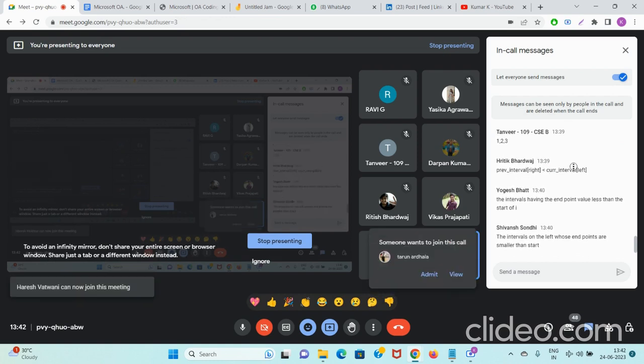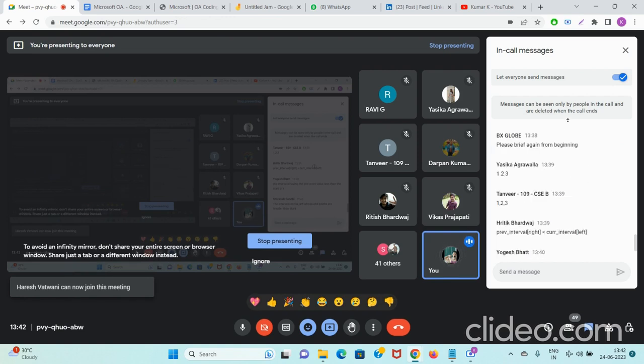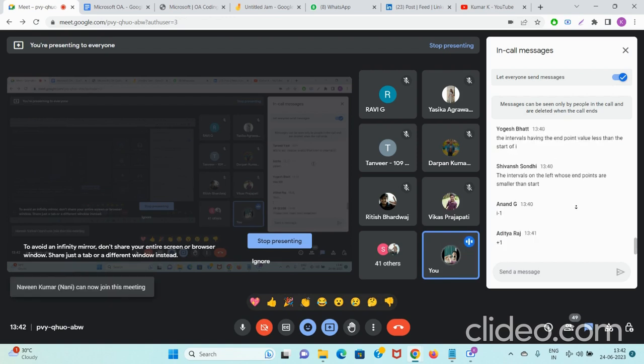The intervals on the left whose end points are smaller than start. Yeah, everyone understood. Okay. Guys, can 5 people write yes? So we can go ahead now. 5 people write yes, guys, if this much is clear to everyone.